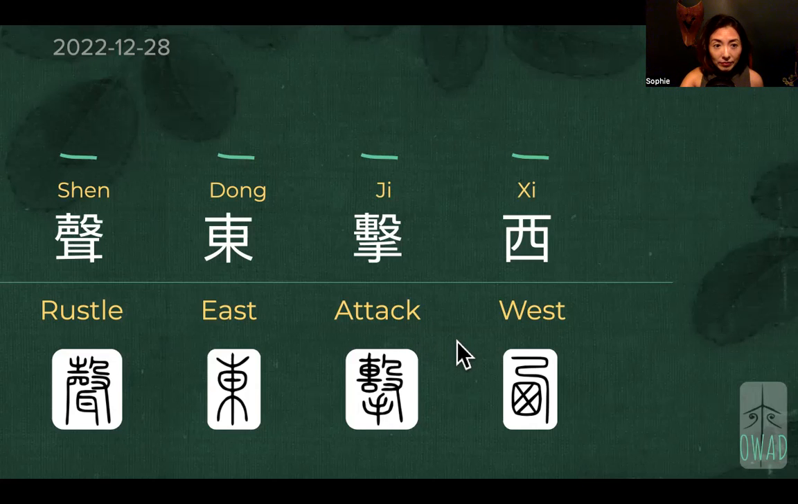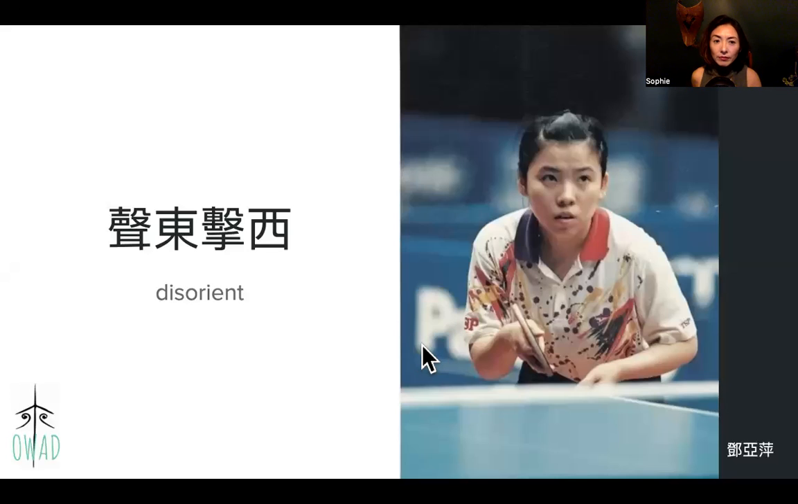So the whole thing just means that you make a rustle, you're making a sound. You're rustling, intentionally catching the attention of somebody, drawing their attention to the east location. But instead, you place your force on the west to attack the west. And that's the way you can redistribute your enemy's forces, to mislocate or use misinformation to distract them to where you really want to attack. So here I translate it as disorient. You try to disorient your enemy.